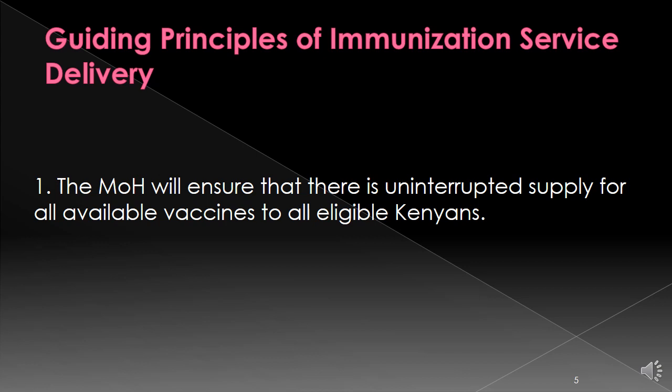So, the guidelines have these principles which usually govern the immunization service delivery in our country. Number one, and this is lifted from the National Immunizations Policy of 2023 Kenya: the Ministry of Health will ensure that there is uninterrupted supply for all available vaccines to all eligible Kenyans. And in this case, we are making reference to children and adolescents. So that is number one guiding principle. Availability of the vaccines in a manner that is not interrupted. That way, no children come for vaccines and find that the vaccines are out of stock, because that will be a huge missed opportunity.